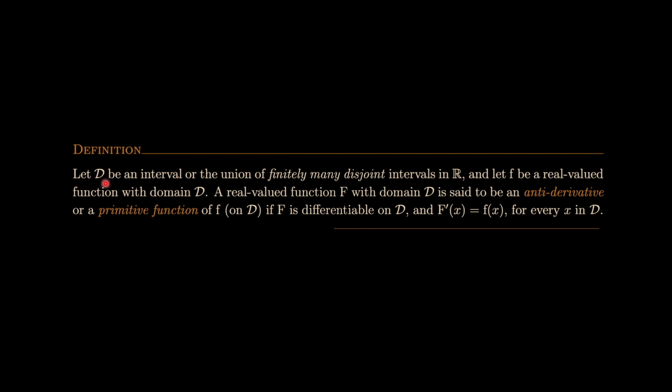Let D be an interval or the union of finitely many disjoint intervals in R, and let little f be a real valued function with domain D. That's the same D here. A real valued function capital F with domain D is said to be an antiderivative or a primitive function of f on D if capital F is differentiable on D and capital F prime at x equals f at x for every x in D.